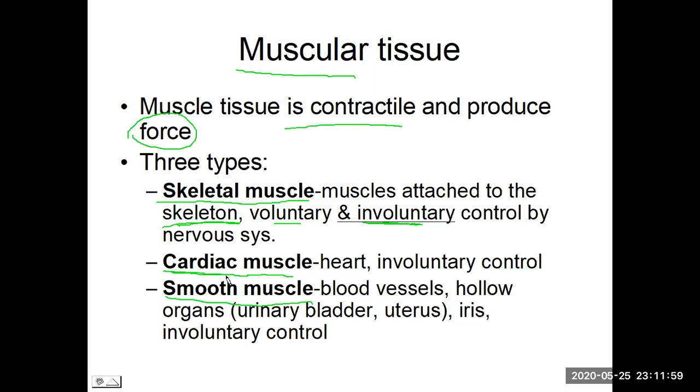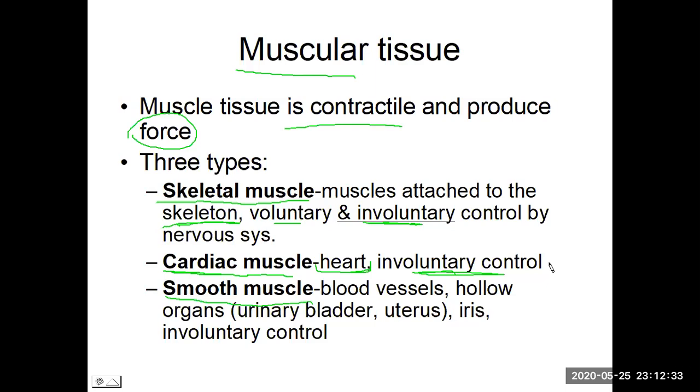Cardiac muscle, this is exclusive to the heart, no other organ, just the heart. And cardiac muscle only has involuntary control. So again, our nervous system could speed up or slow down the heart rate, but it's at the subconscious level. So if we don't have that direct conscious level of control, we can't simply sit in a chair and decide that you want your heart to beat faster.